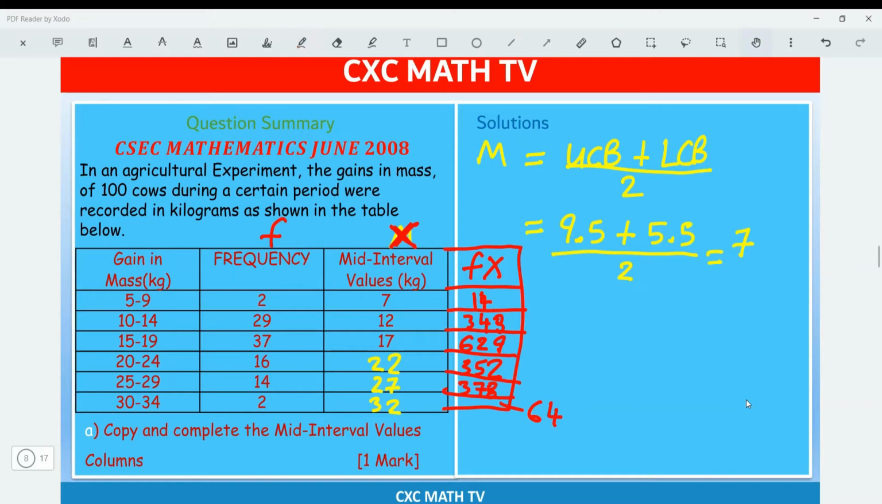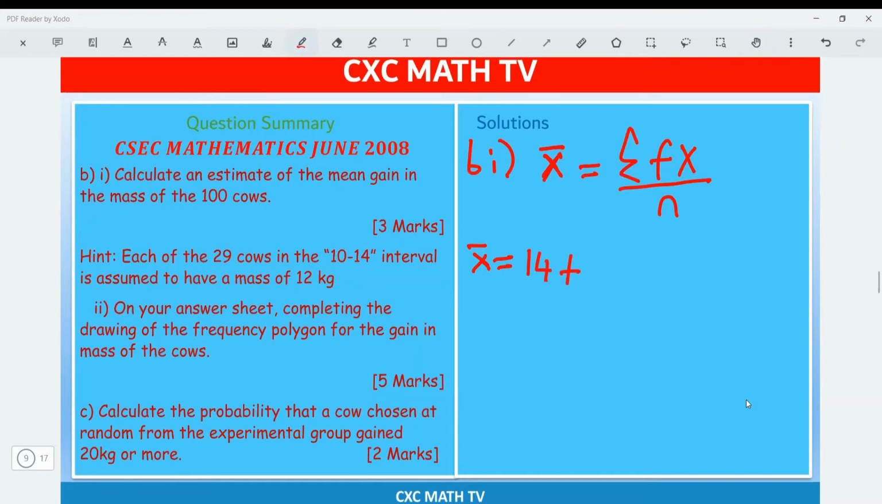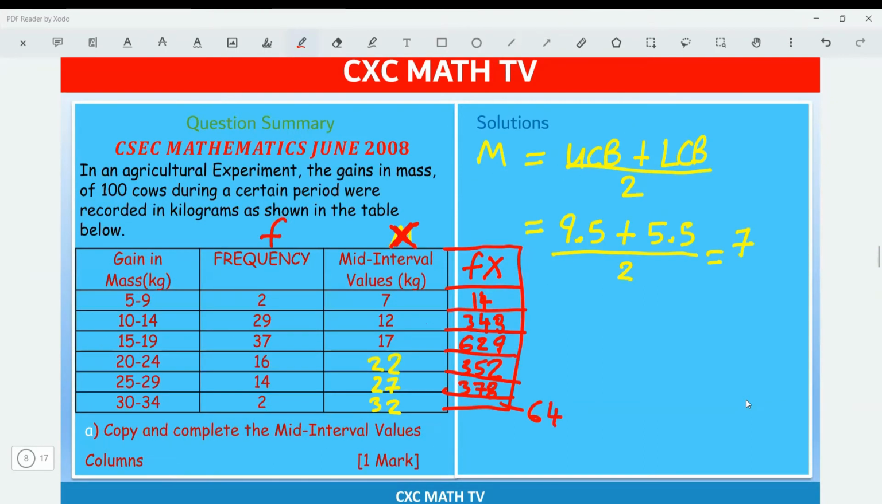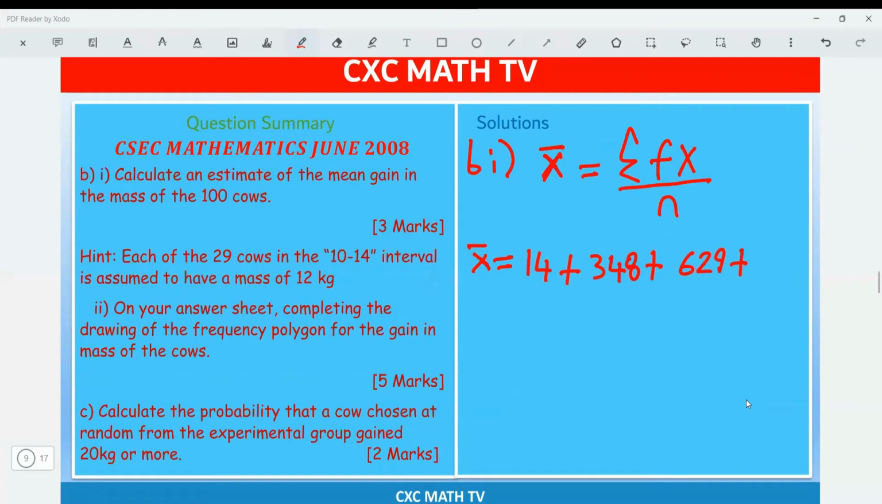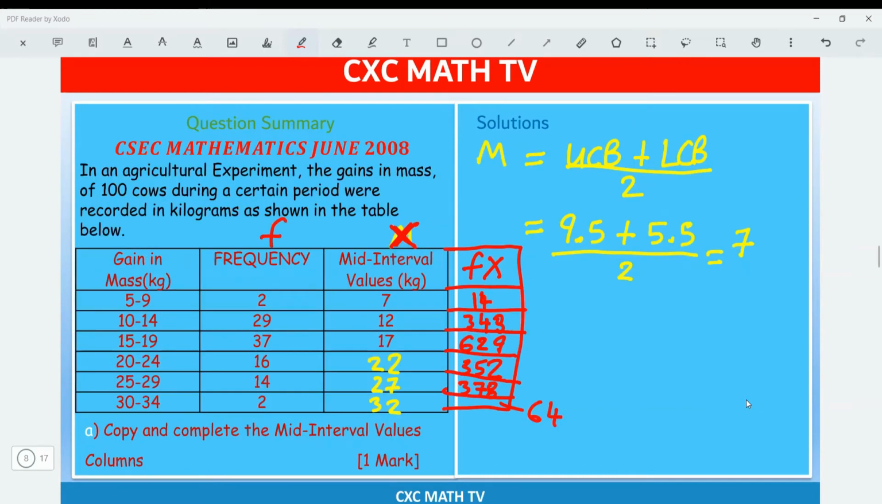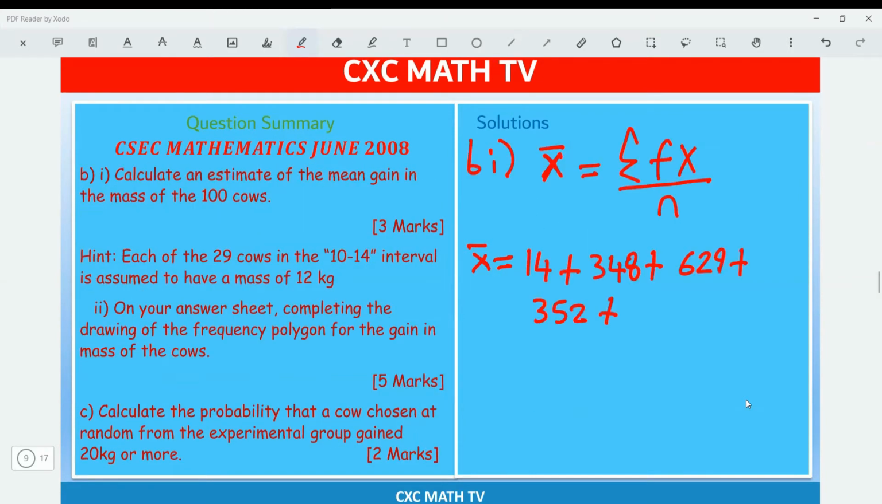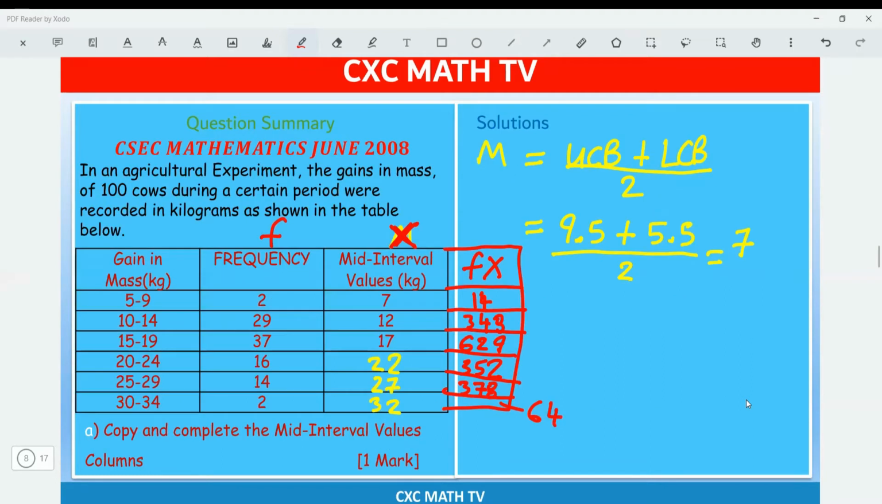So it's going to be the 14 plus the 348 plus the 629 plus the 352 plus the 378 plus the 64, and all of this is divided by n. What is n? N is just the total, the sum of the frequency. And n, remember, is 100. Here it is, n is 100. So we divide all of that by 100.